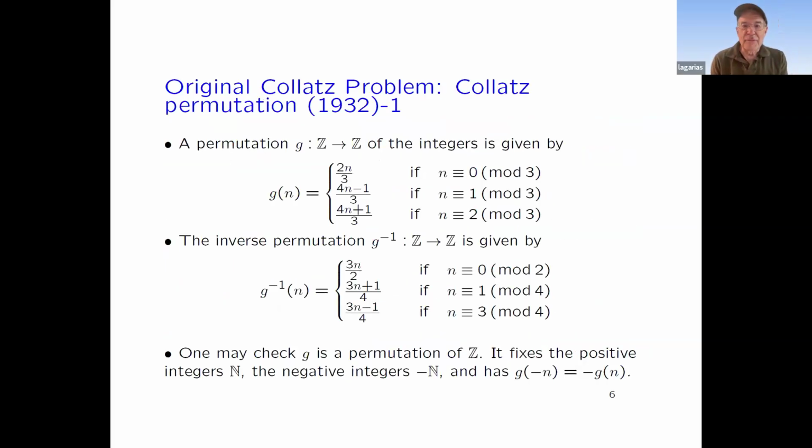So here is the original Collatz problem in two versions. It is a permutation of the integers. So it's easier to say it takes 3n to 2n. It takes 3n plus 1 to 4n minus 1. And it takes 3n plus 2 to 4n plus 1. And the inverse then takes integers mod 2 or 4 to integers mod 3. And you can check this is a permutation of the integers and that it's reflection symmetric. Next.